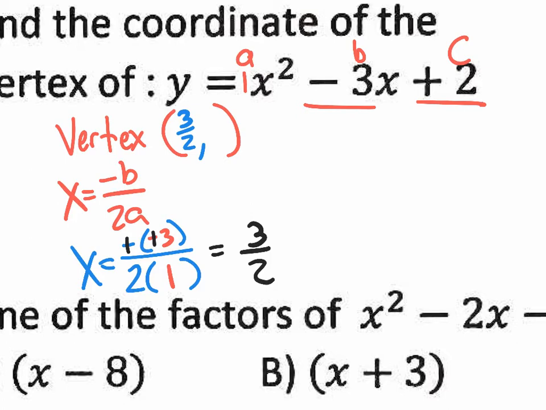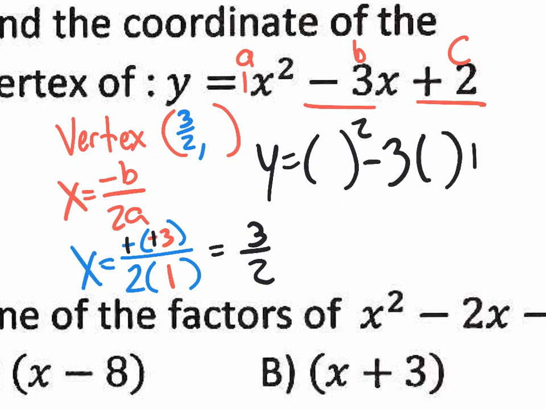Now, if you know your x value and you want your y value, what do we do? Plug it in. So Andrea, pay attention. We're going to plug in the 3 halves into the function. So we're going to rewrite it. Y equals x squared minus 3x plus 2. And we could plug in 3 halves and 3 halves. And you could actually do all this with a calculator. Okay? Or if you prefer, you could change that 3 halves to a decimal.